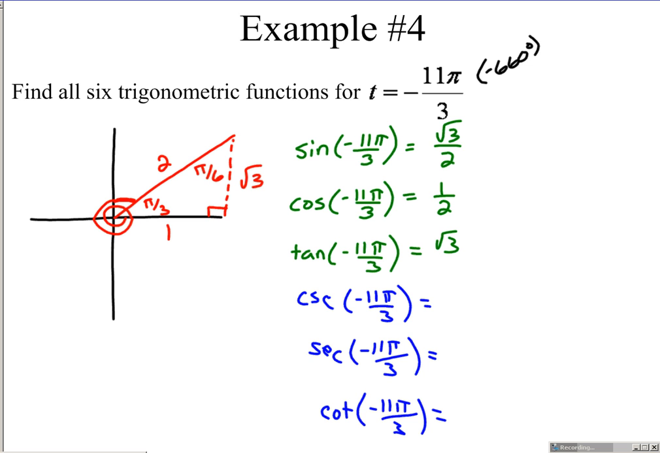Cosecant, the reciprocal of sine, is going to be 2 over root 3. Rationalize. Secant is the reciprocal of cosine. That's just 2. Cotangent, reciprocal of tangent, is going to be 1 over root 3, and rationalize.